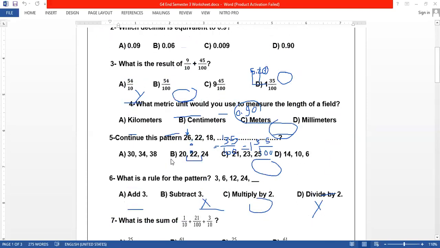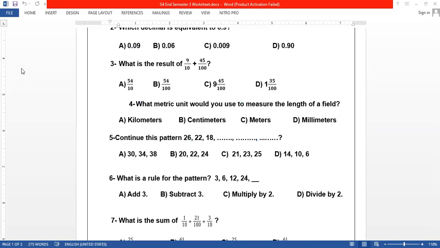Now, next question. We go to question number 5. Continue this pattern, 26, 22, 18. So it's decreasing. The difference between 26 and 22 is 4. So we are minus 4. Now 22 becomes 18, so minus 4. 18 minus 4 equals 14. 14 minus 4 equals 10. 10 minus 4 equals 6. And so on. So the choice is D.